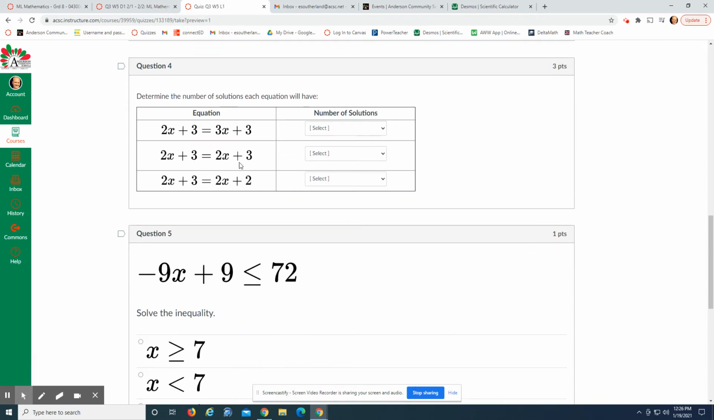Looking at the next problem, it says determine the number of solutions. Now, here's what I know for sure. I know that if these are different, then this has to be one solution. However, if they're the same, I have to look at the regular number. So I'm going to look at the regular number. It says plus 3, plus 3. When everything's the same, it means infinite solutions.